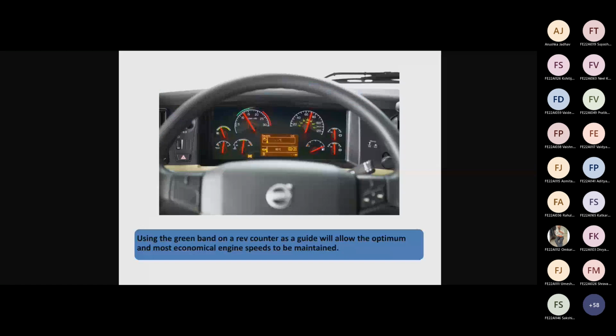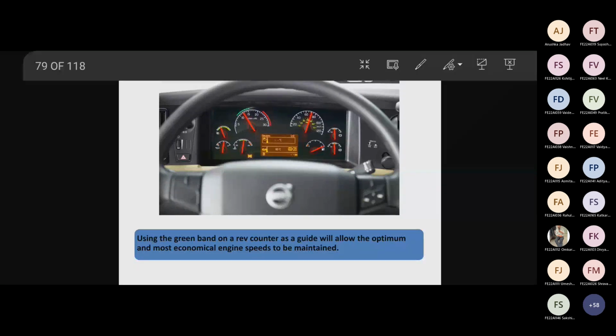Yes, this thing you should remember. On every vehicle on the speedometer, this green band is given, right? So when your speed is within that green band, economy of the vehicle is also good, mileage is also good, and it is safe for the engine, right? And for safety purpose also it is good.